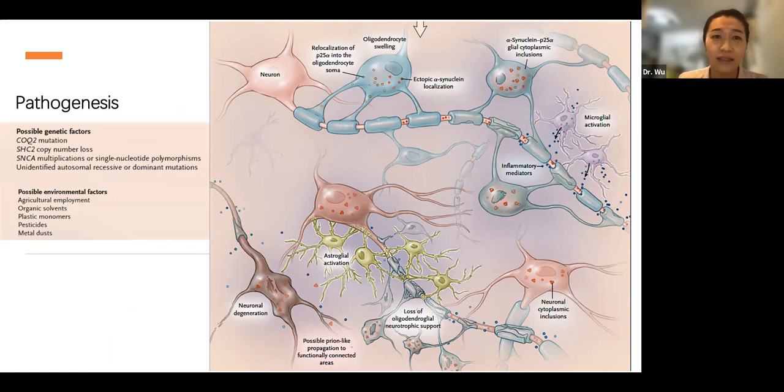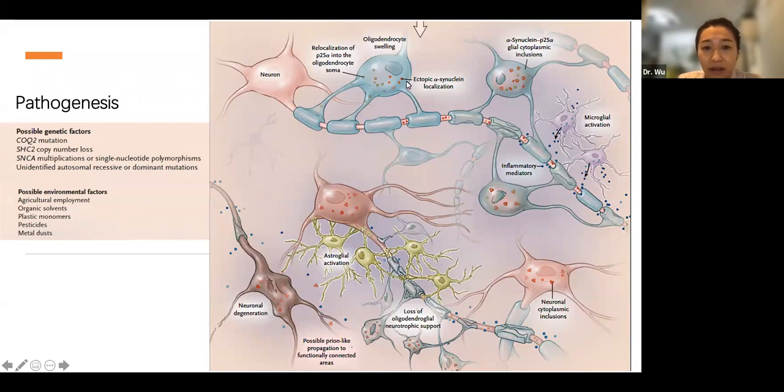And next is the pathogenesis of MSA. So we can see from this picture, although the pathogenic mechanisms of MSA are still partially unclear, the post-mortem examination of MSA patients shows that it is a primary oligodendroglial lesion. So in the early stages of MSA, there is a protein named p25 alpha. It gathers and relocates in the oligodendroglial soma. The p25 alpha is an important stabilizer to keep the myelin integrity.